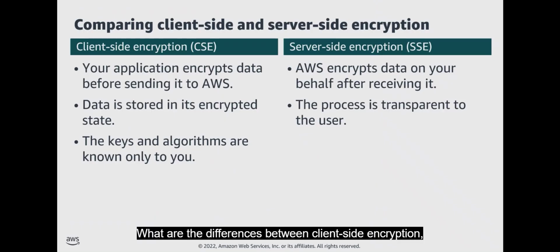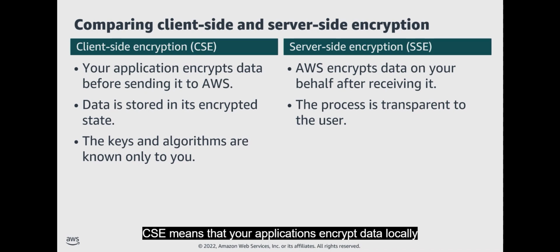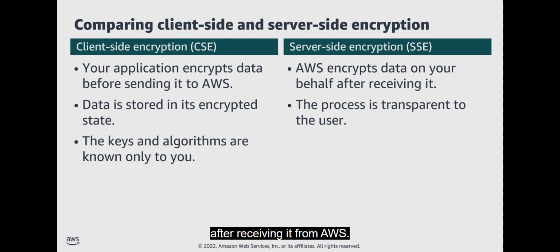What are the differences between client-side encryption, or CSE, and server-side encryption, also known as SSE? The approaches differ in when, where, and who encrypts and decrypts the data. CSE means that your applications encrypt data locally before submitting it to AWS. Your applications also decrypt data after receiving it from AWS. Data is stored in an encrypted form with keys and algorithms known only to you.